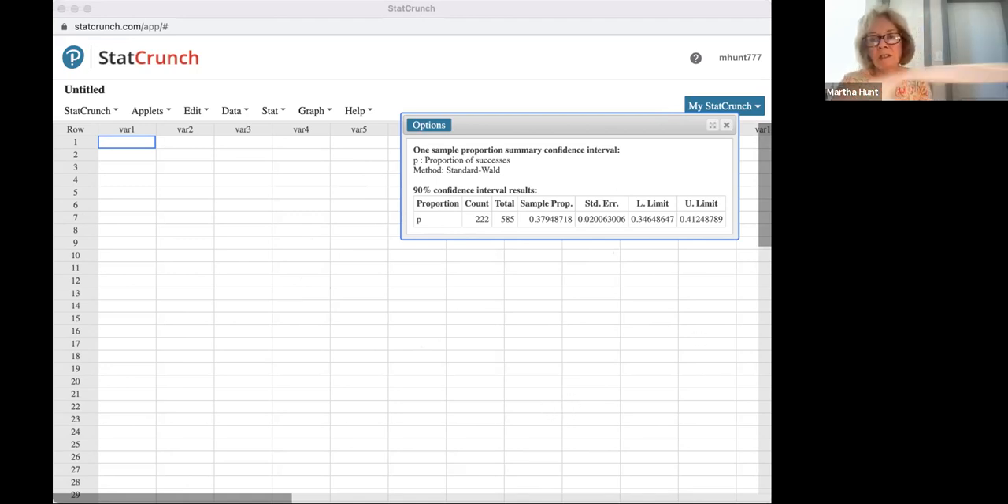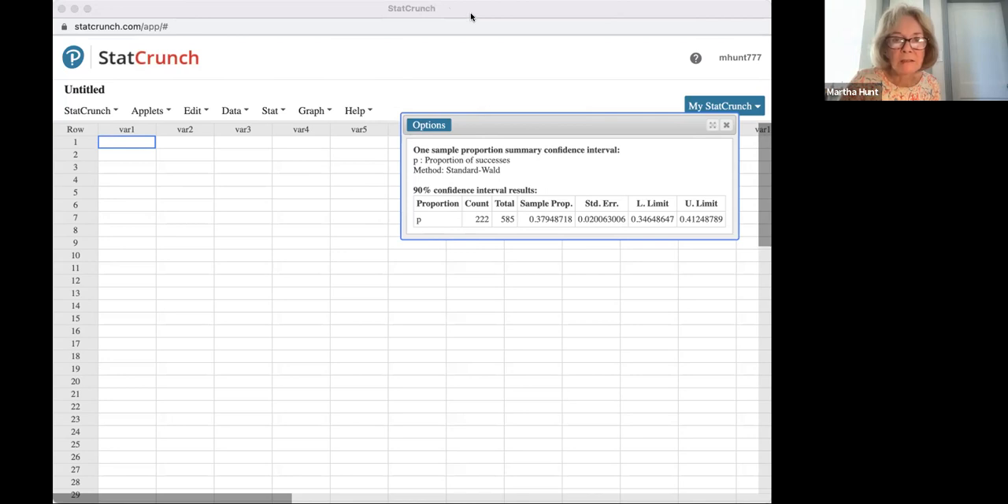Okay, so the lower limit is 0.2454. Upper limit 0.634. 634 rounded up to a 6.